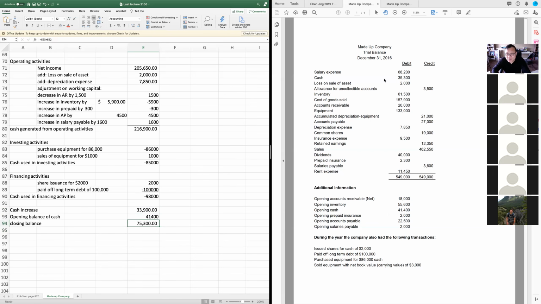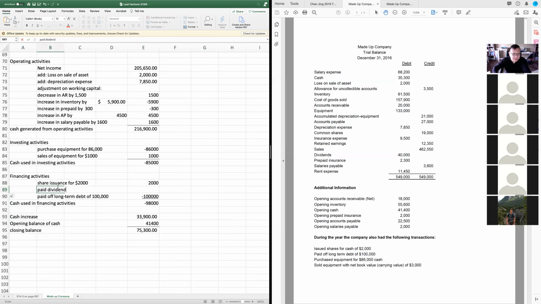here my cash is 35,300. So there is a $40,000 difference. So where did I do wrong for that $40,000 difference? The dividend, right? The dividend. Did you see the dividend? So here you have to add another line. Pay the dividend, right? That'll be minus 40,000.